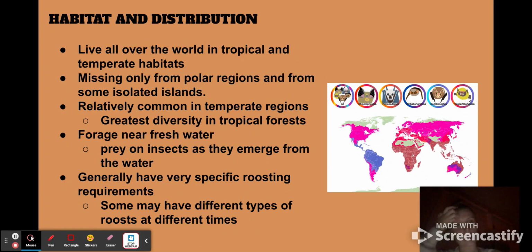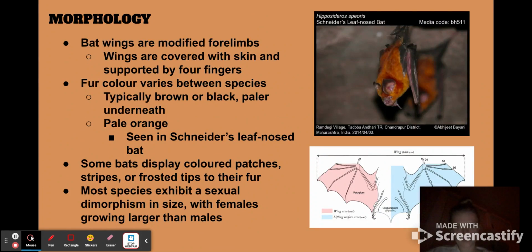This is because they eat the insects that come out of the water, and they usually have pretty specific roosting requirements. So some of them might require specifically a cave, versus some of them want logs or trees. And some of them even have different types of roosts at different times. So some that might hibernate in caves during the winter might want trees during warmer months.